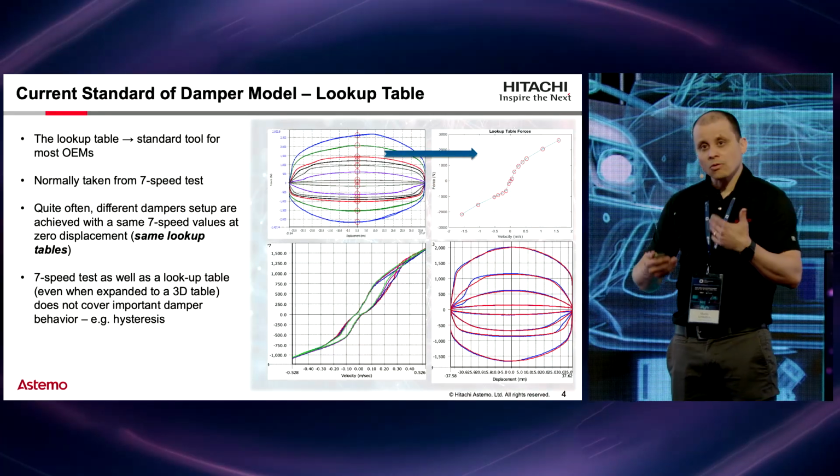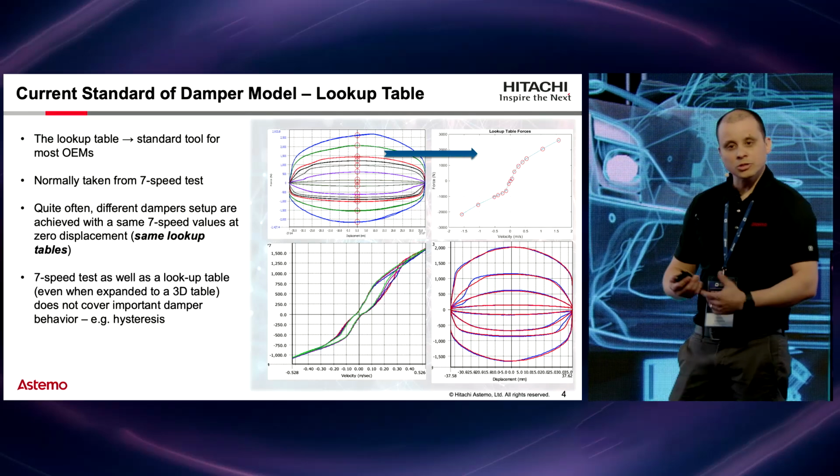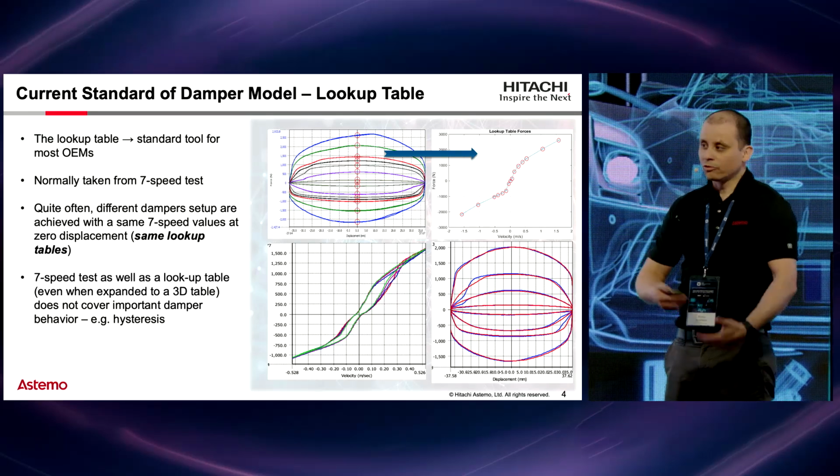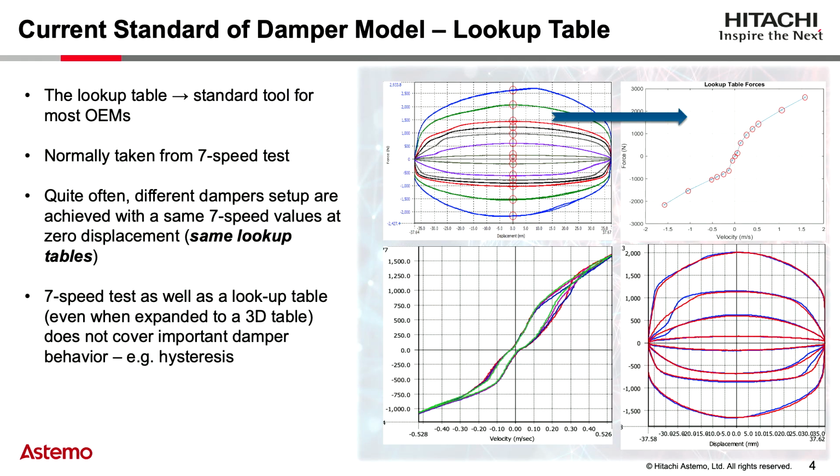So the most common way that we are used to model the damper on full vehicles is using what we call a lookup table, where we just take a small picture of all the damper behavior and put it on a table with values of force at peak velocities. But we are losing some of the damper behavior on this path. We can have several different valve codes of dampers that will give the same peak force velocity curves, but they have totally different behavior.